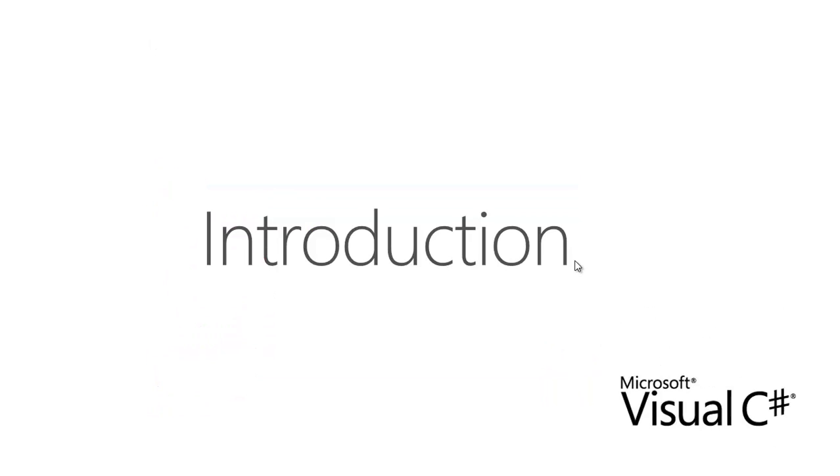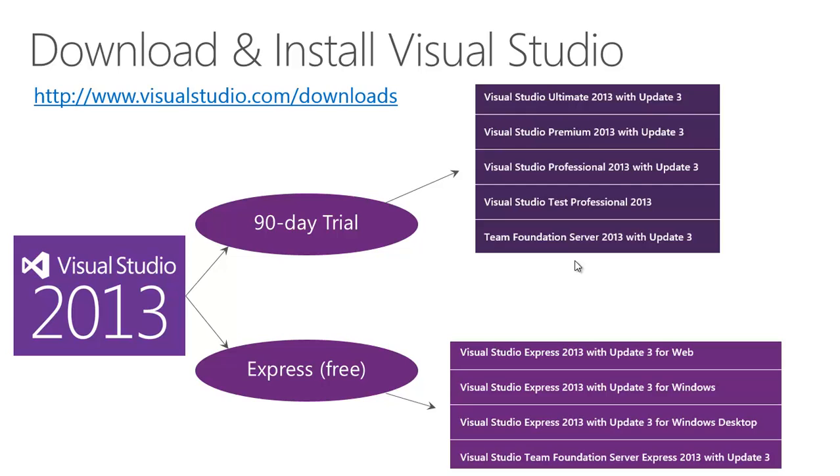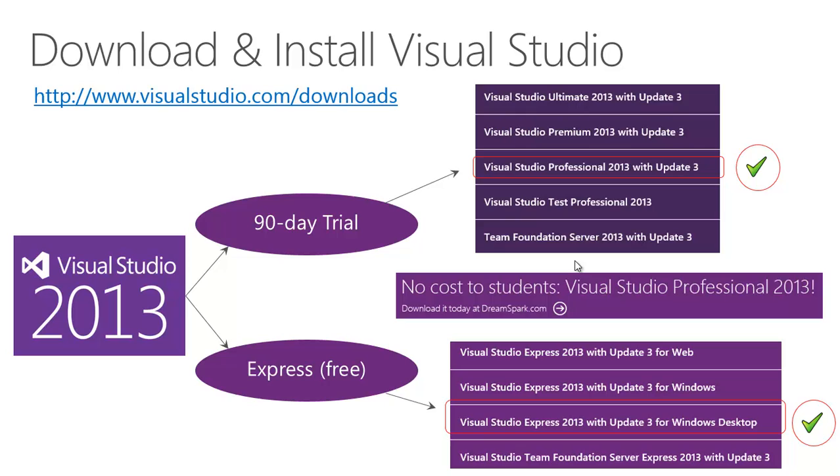But first, an introduction. To get Visual Studio, you could go to visualstudio.com and go to the download section, where you'll find several versions of Visual Studio. The latest stable release is Visual Studio 2013, of which you'll find several 90-day trials, and you'll also find Express versions that are free. Normally, I would recommend the Professional edition for developers, whether you're starting out as an independent developer or you're working at a professional company. For students, I would normally recommend Visual Studio Professional, which you can get for free via the DreamSpark program at dreamspark.com.